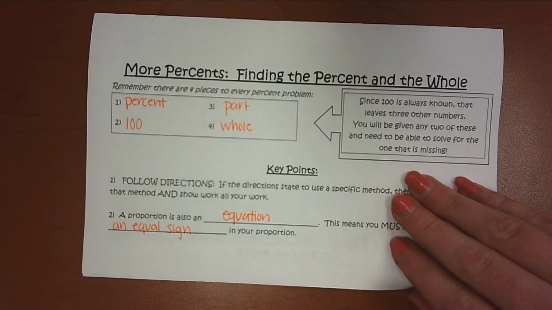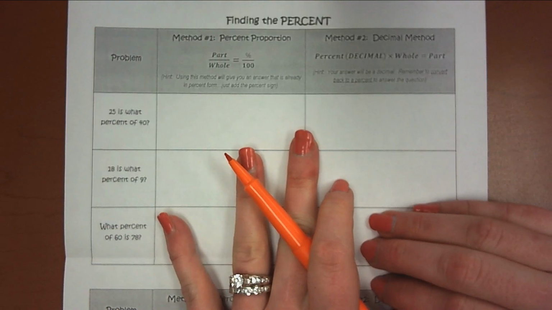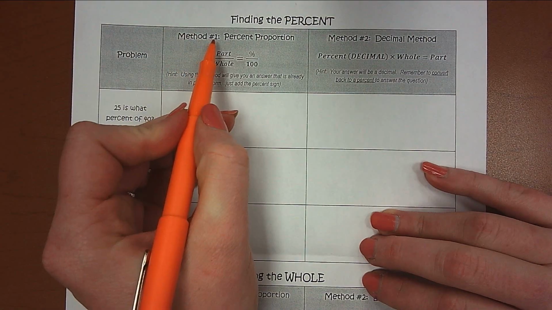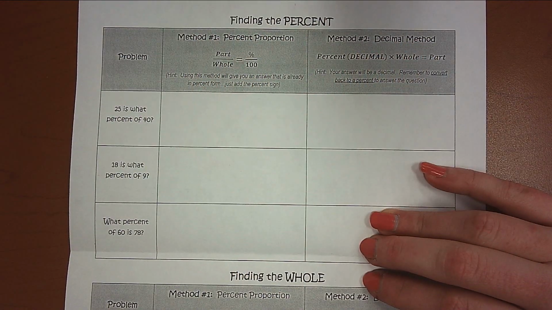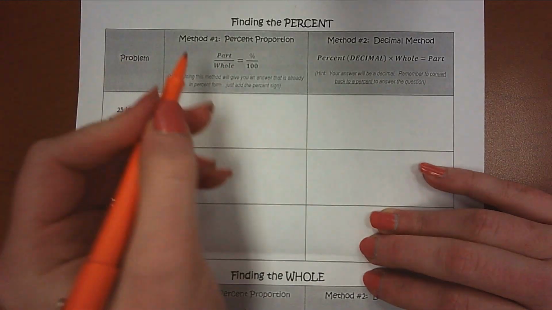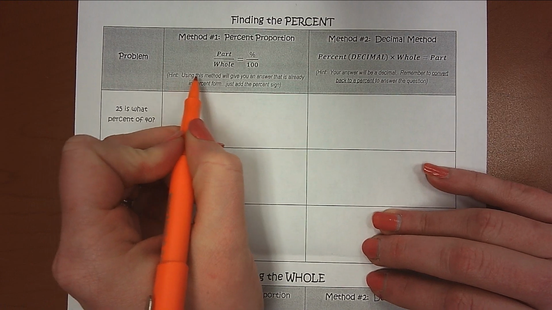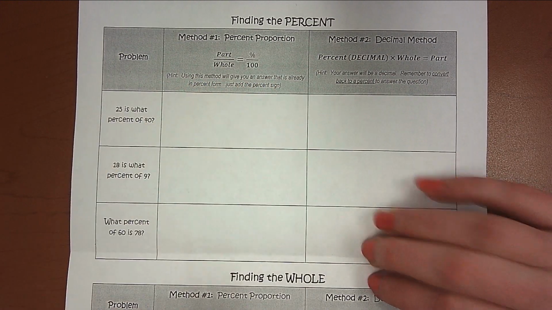So if you open up your foldable, you'll see finding the percent. Method number 1 is the percent proportion. Method number 2 is the decimal method. So the percent proportion says part over whole equals percent over 100. And remember that your hint here is using this method will give you an answer that is already in percent form. Just add the percent sign.